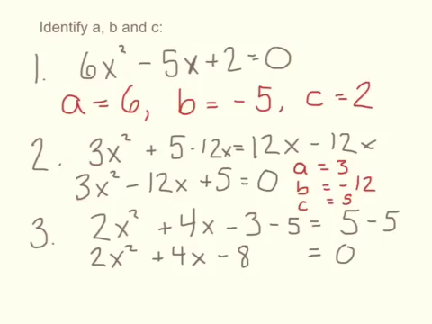Okay, and then things are in the right order. We've got the x squared term followed by the x term followed by the constant term, and that's equal to 0. So that makes it easy to spot a, b, and c. The a value is 2, the b value is 4, and the c value is negative 8. So that's the first step in solving the quadratic equation: you identify what the a, b, and c values are so that you can substitute them into the formula.